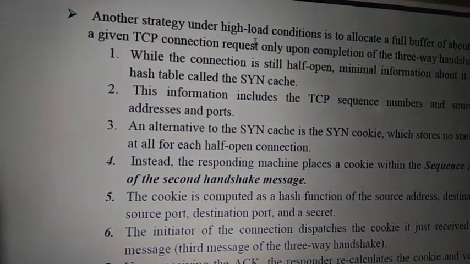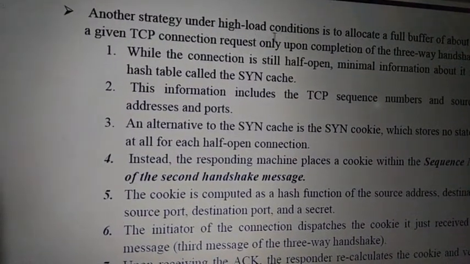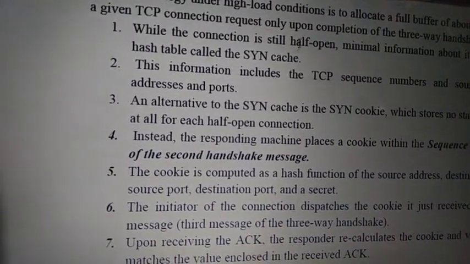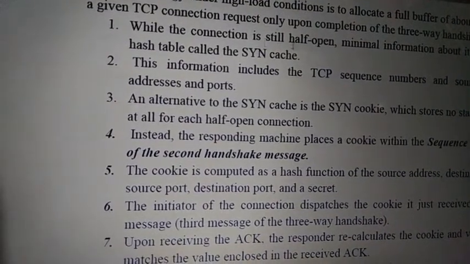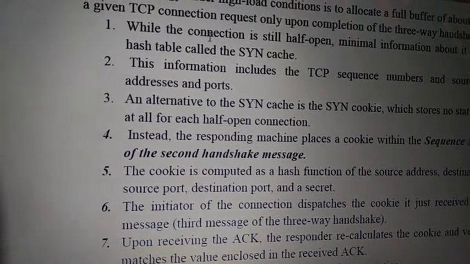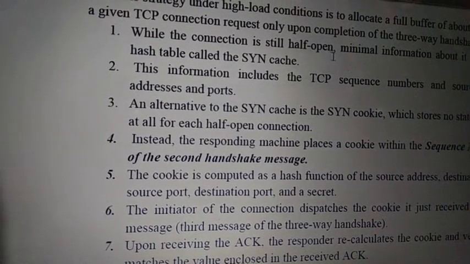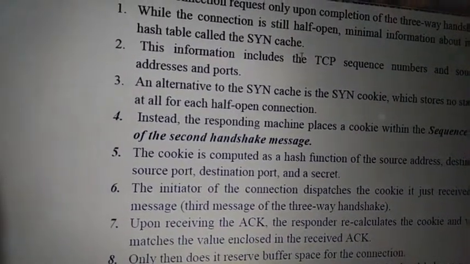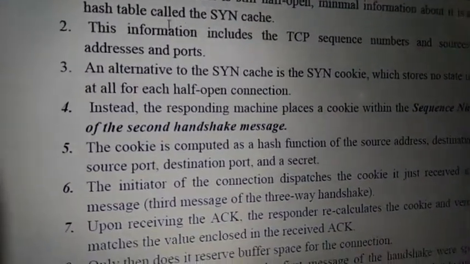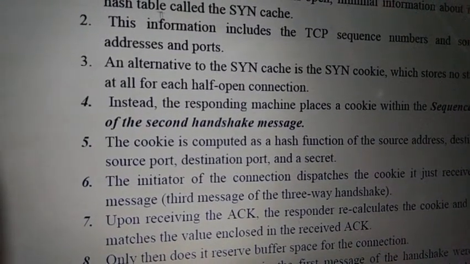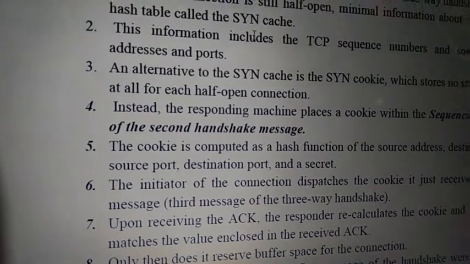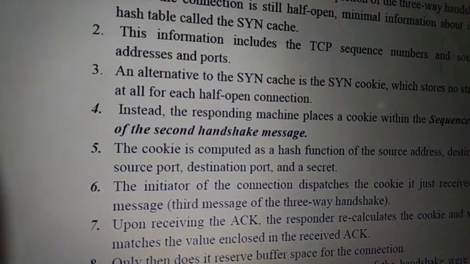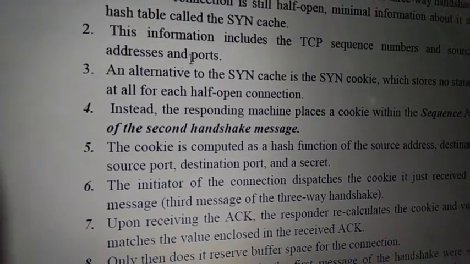So how exactly can we see this? Another strategy is, under high load conditions, we can allocate a full buffer of about 300 bytes for a given TCP connection request only on completion of the three-way handshake. If the connection is still half open, minimal information about it is stored in a hash table called the SYN cache. Cache, you know, right? A frequently accessed memory. The information includes the TCP sequence number, source and destination addresses, and port numbers.